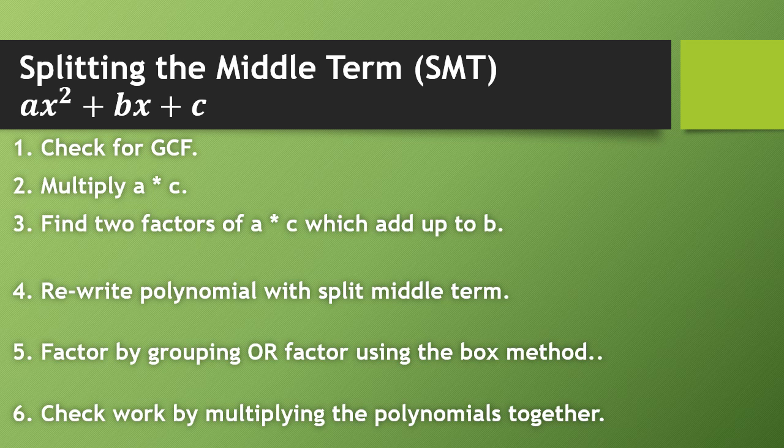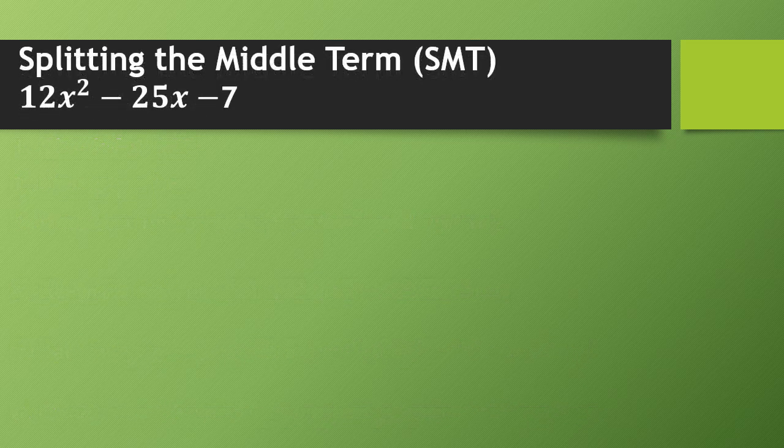All right, so let's try what we can do. We have the problem 12x squared minus 25x minus 7. So the first thing I'm going to do is look at this quadratic trinomial and determine if there is a greatest common factor between 12, 25, and 7. We do not have a greatest common factor, so I'm going to the next step. So I'm going to multiply a times c. So when I multiply 12 times negative 7, I get negative 84.